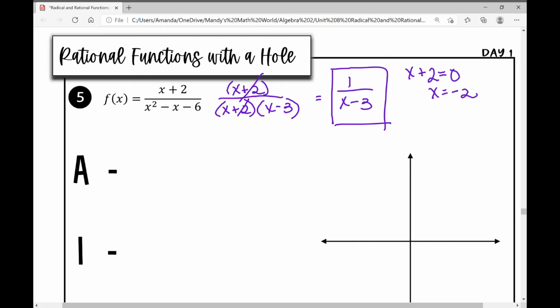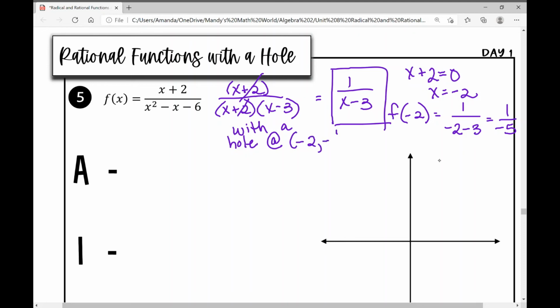So there is a hole at -2, and now what I'm going to do is find f of -2 in this new function. So 1 over -2 minus 3 is 1 over -5. So there is a new hole here. Let's write it down, with a hole at, and it's just the point on the graph where the function is undefined. Okay, there's not a point there. So there is a hole at -2, -1/5.